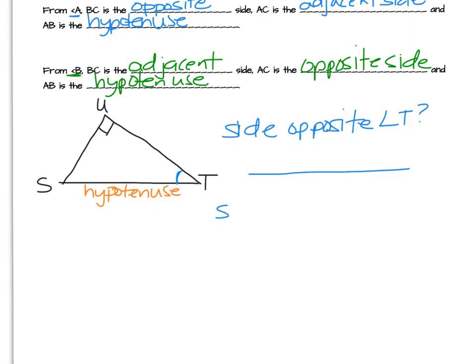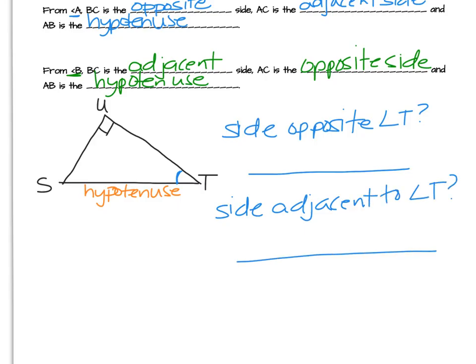And then we're going to do the side adjacent to T. What side length do you think is opposite? What side length do you think is adjacent? Well, if we're thinking opposite first, I'm just going to go arrow up right there. You could say segment US or you could say segment SU. Both of those letters represent that opposite side to angle T.